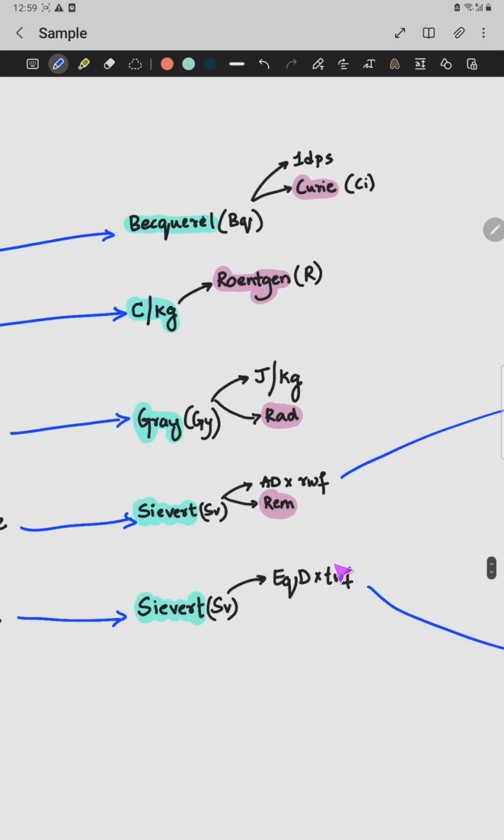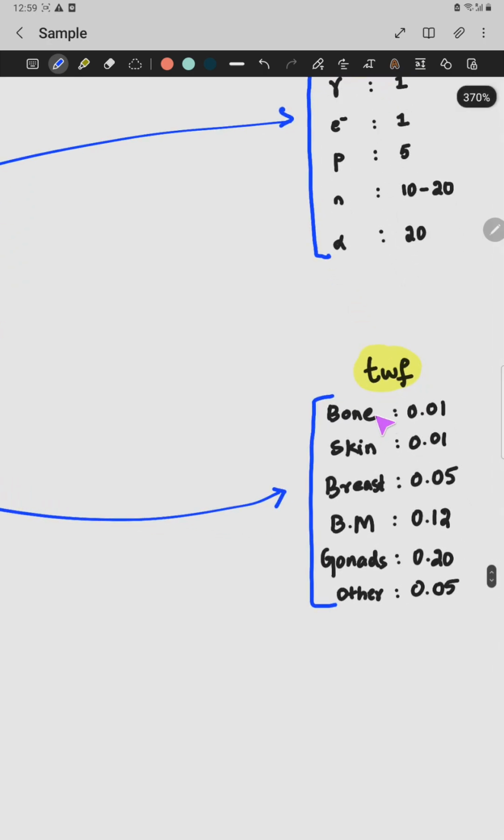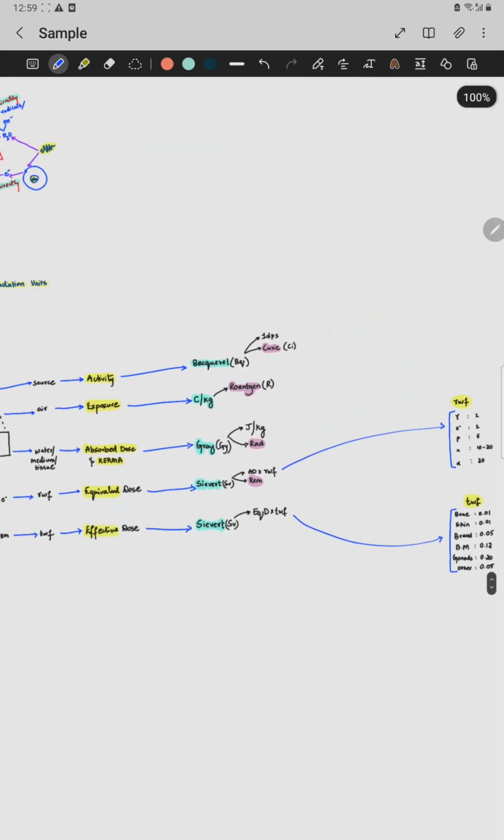Now coming to tissue weighting factor, it is a little bit different in different organs. Bone and skin have 0.01, breast 0.05, bone marrow 0.12, gonad 0.20, and other organs 0.05. Totally it should come to 1. So that was about ionizing radiation. I hope it was simple.